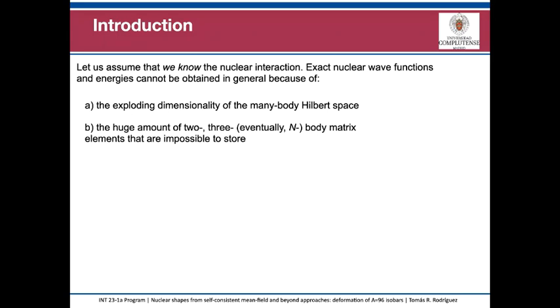So as soon as we increase the number of particles in our system, then diagonalizing this system is almost impossible. So we cannot solve exactly the Schrödinger equation in the general case. And then also there is another problem.